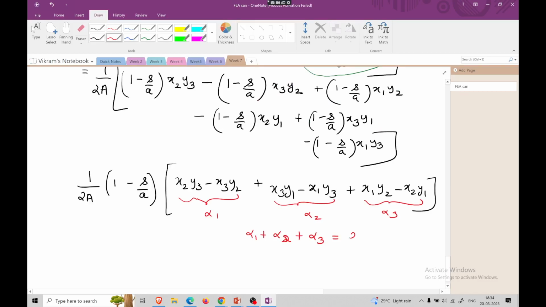So essentially, this is equal to 2 into area, so my equation becomes 1 by 2a into 1 minus s by a into 2a. So these two cancel each other. Finally, my psi 1 will be equal to 1 minus s by a. Okay, so if you follow the same derivation for psi 2 also, it will be 1 by 2a into alpha 2 plus beta 2 x plus gamma 2 y.